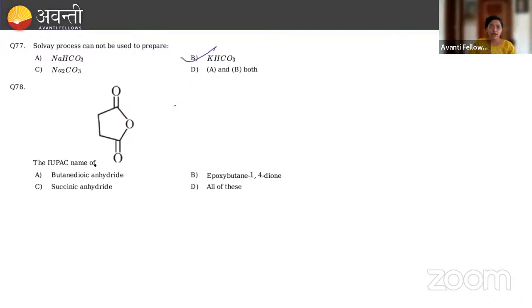Next. What is the IUPAC name of this? You know the formula for this molecule, COOH, and this is COOH. That is succinic acid, its common name, and its IUPAC name is butane-1,4-dioic acid. Here H2O is going out and we are getting the anhydride. So that's why its name will be butane dioic anhydride. So A will be the correct answer.